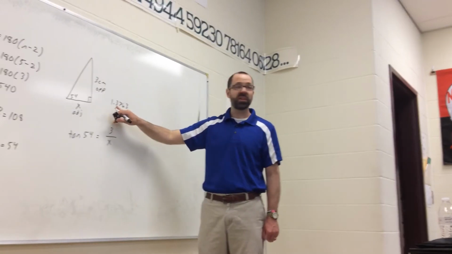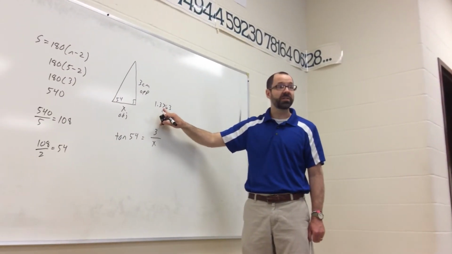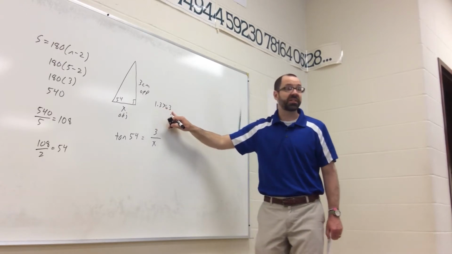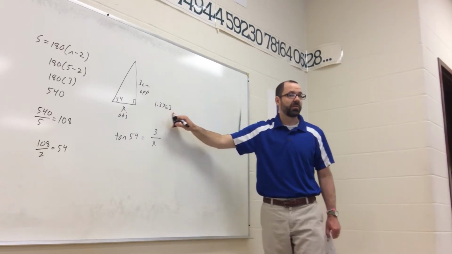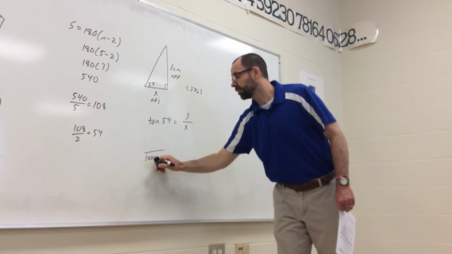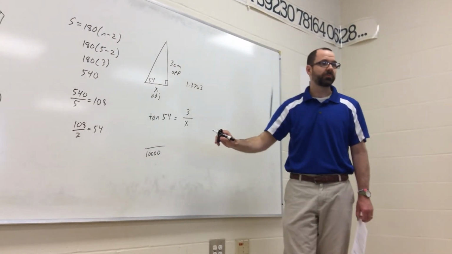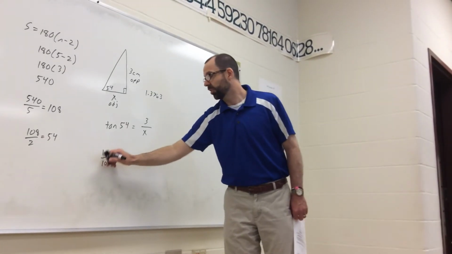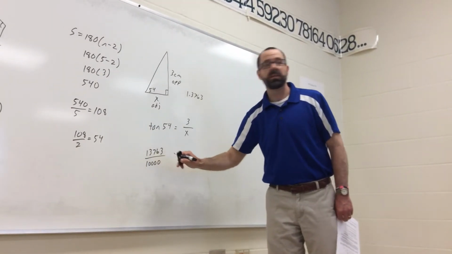So this is the tenths place. This is the hundredths place. This is the thousandths place. That's the 10,000ths place. So if I'm going to make this a fraction, it's out of 10,000. And then it's 13763 out of 10,000.